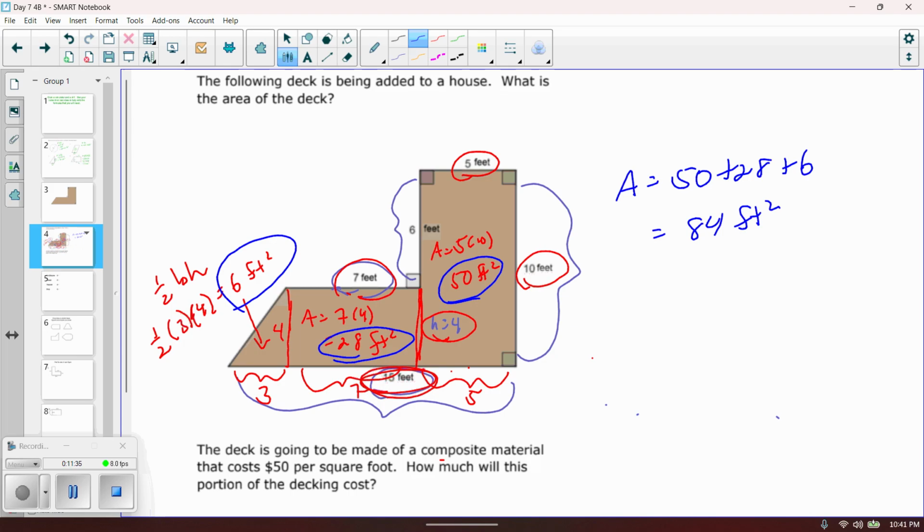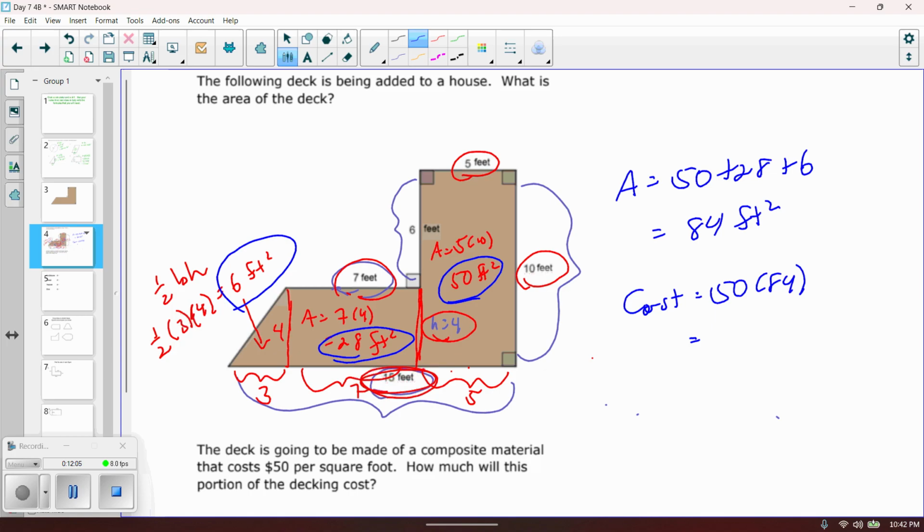So now, if this is going to be our deck, and we actually want to go ahead and purchase the material for the deck, which is the question at the bottom, it's telling us it's going to cost us $50 per square foot. Well, now I know how many square feet I have. I have 84. So if you want to know the total cost, you're just going to multiply your 50 times your 84. So the cost is going to be 50 times 84.